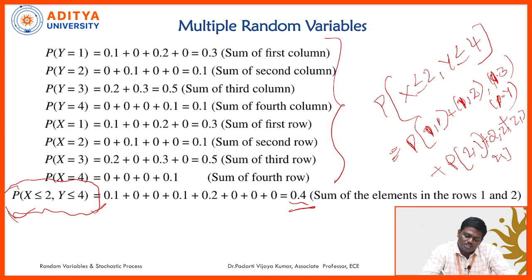So 8 combinations are possible: 1,1, 1,2, 1,3, 1,4. This is when x is equal to 1. When x is equal to 2: 2,1, 2,2, 2,3, 2,4. I am keeping y as constant, whereas x I am making variable. Totally 8 combinations. The sum of all these 8 combinations is equal to 0.4.